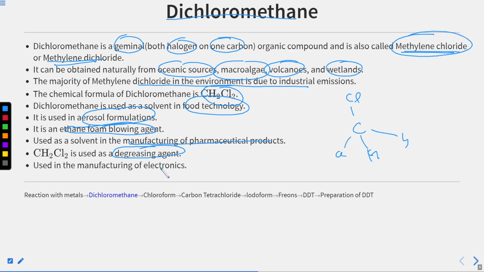Again it is used in the manufacturing of electronics. So you can see how commercially important dichloromethane is, and it can be made in the labs also, this CH2Cl2. If you simply do chlorination of methane using light and all, you will get dichloromethane.